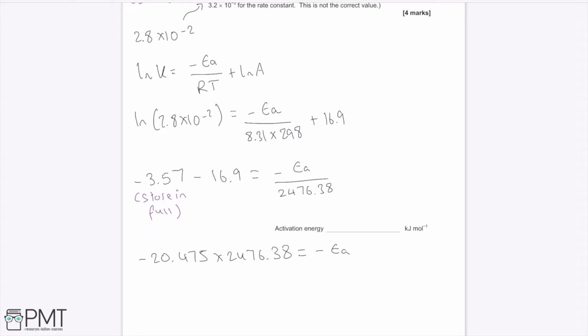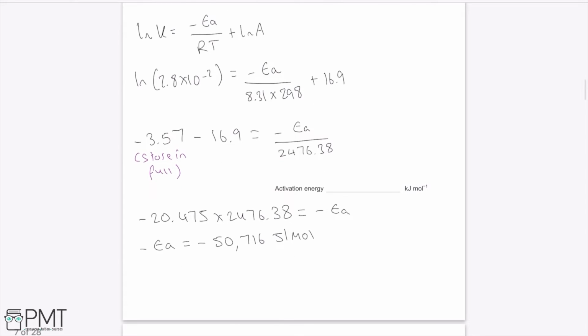So we know that minus EA equals minus 50,716 joules per mole. Now, we firstly want this in kilojoules per mole, so we're going to have to divide by 1,000. And we don't want a minus activation energy, we want a positive activation energy. So if we times by minus 1, we will get 50.716 kilojoules per mole. And if we put this to two significant figures, we will get a final answer of 51 kilojoules per mole.